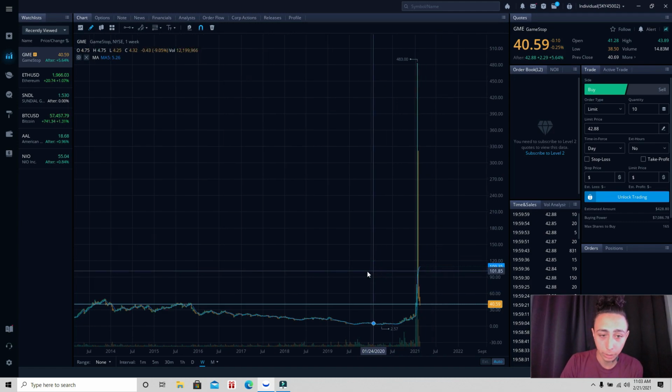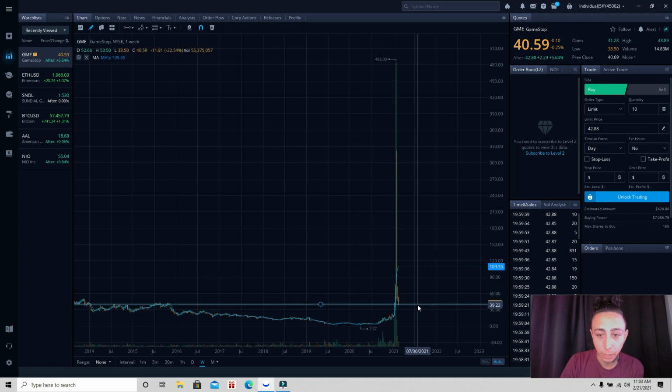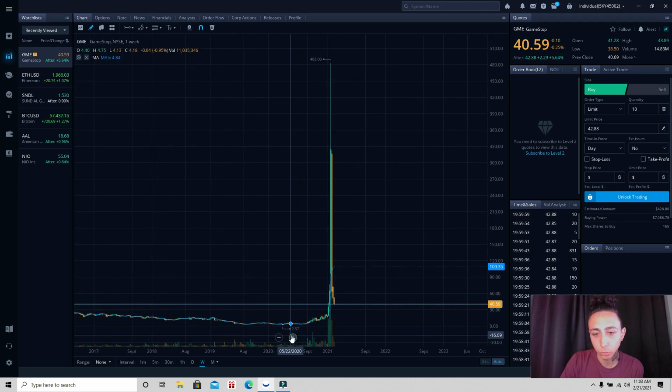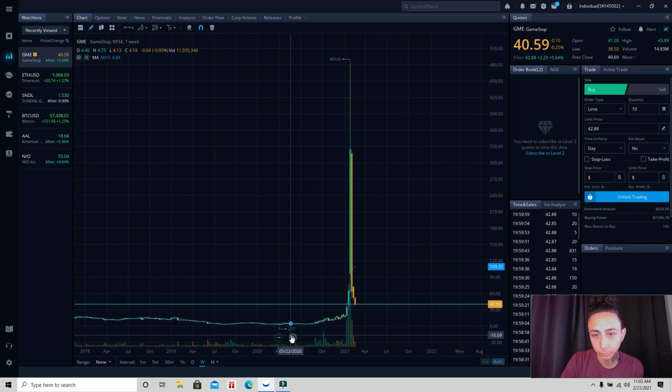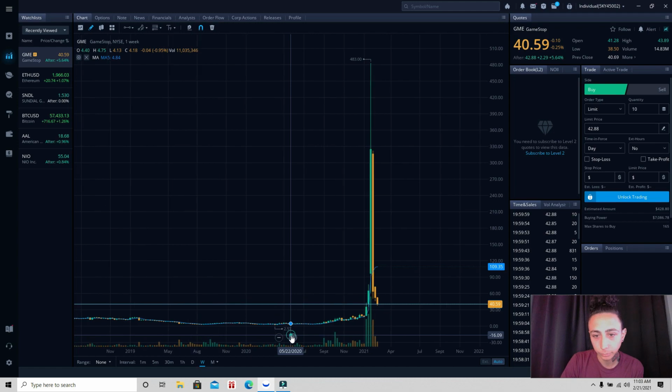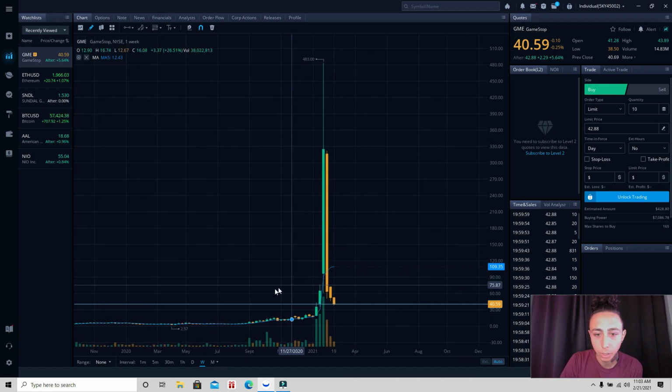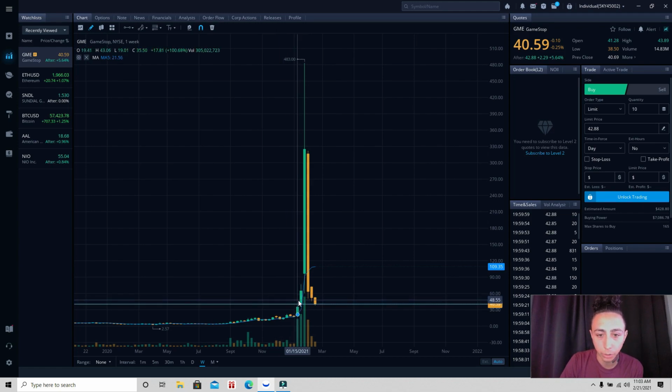So ultimately, what I'm seeing here is that it's testing our support as of right now. Let's go ahead and zoom in. So let's discuss what exactly happened here. We had a breakout right here, right? And then boom, we took off all the way up to $483.